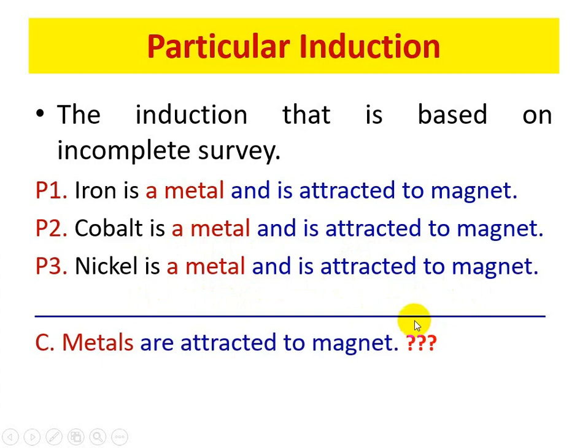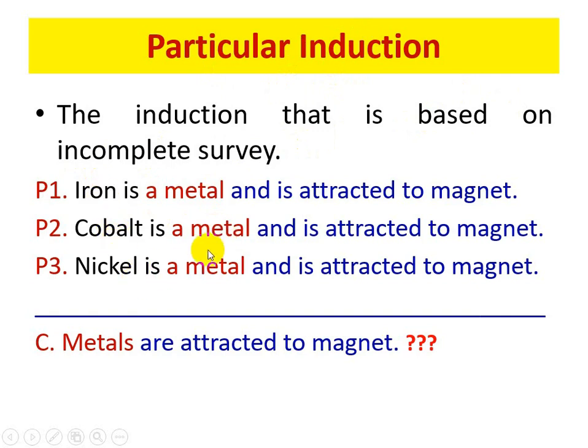Can we conclude that metals are attracted to magnet? All metals are attracted to magnets? We cannot say that. Why? Because this induction is particular. It is based on incomplete survey. Why? Because we haven't surveyed all the metals. We surveyed only iron, cobalt, and nickel.